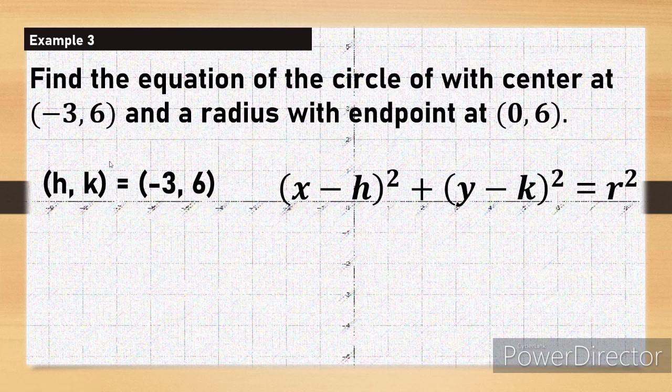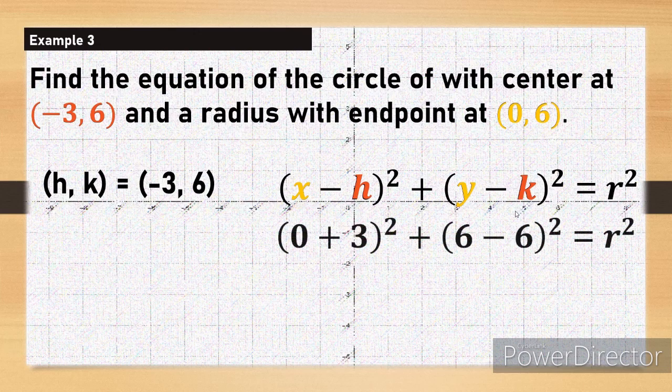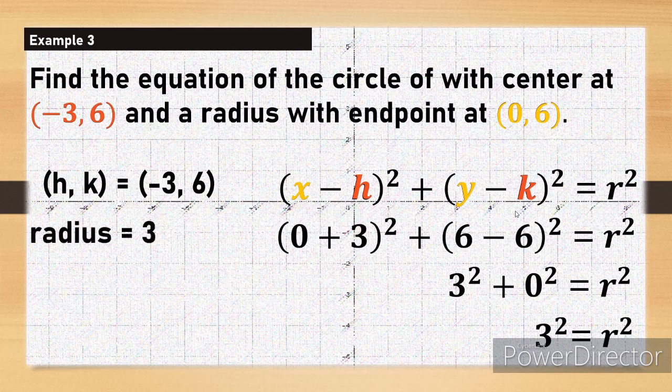We will substitute our center h, k, so here we have negative 3, 6. And our point 0, 6 goes in our x and y, since the point 0, 6 touches the circle. So, let's have the substitution. We will be having now 0 plus 3 squared plus 6 minus 6 squared equals r squared. So, we have 0 plus 3 is 3 squared plus 6 minus 6 is 0 squared equals r squared. So, simply we have 3 squared equals r squared, meaning our radius is 3.